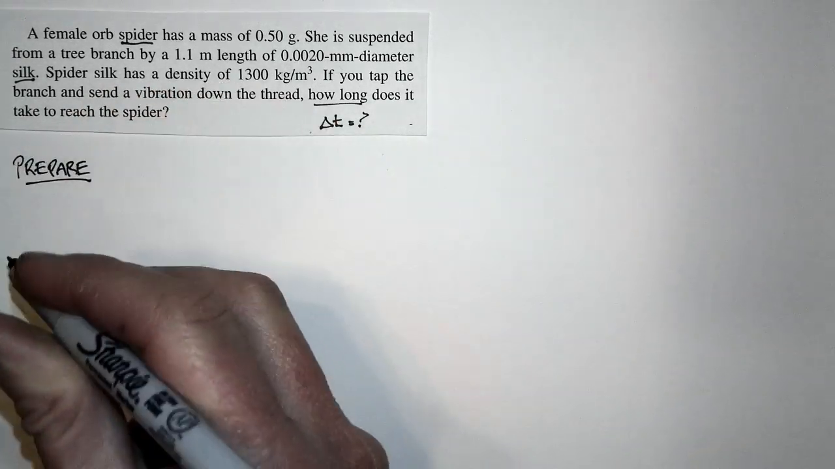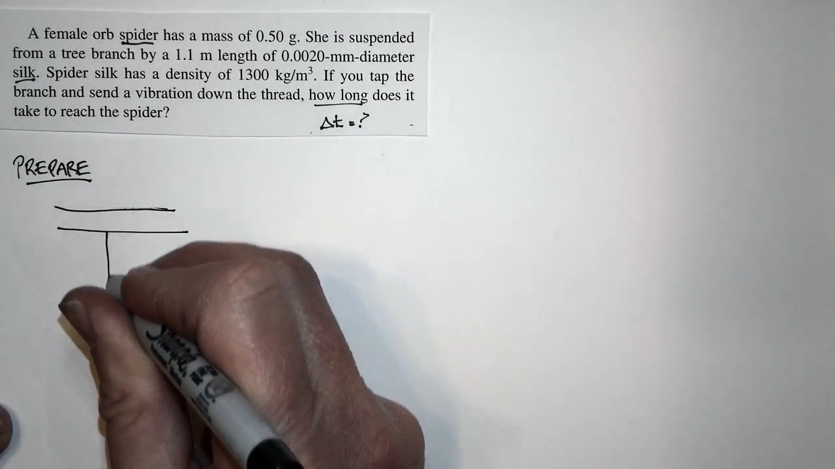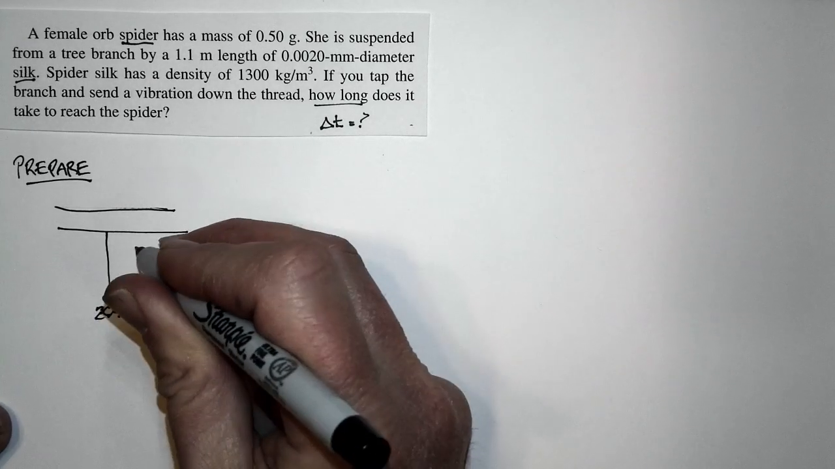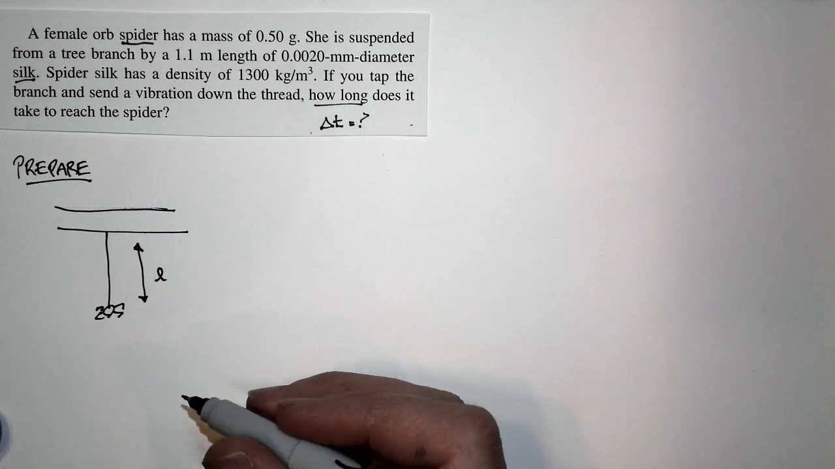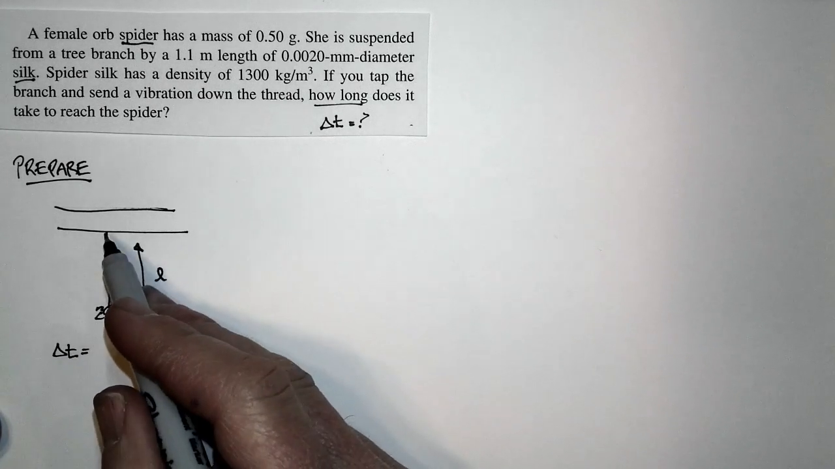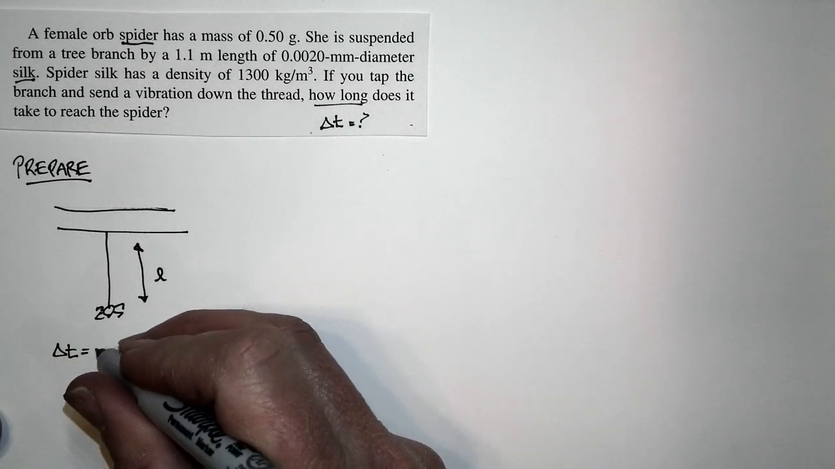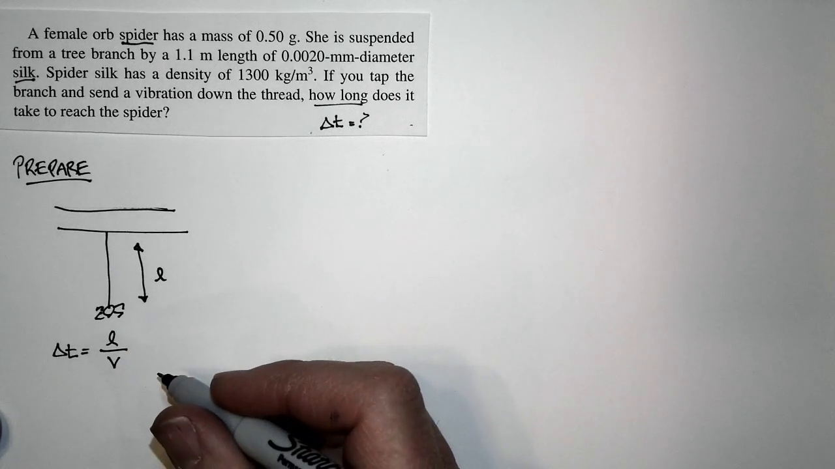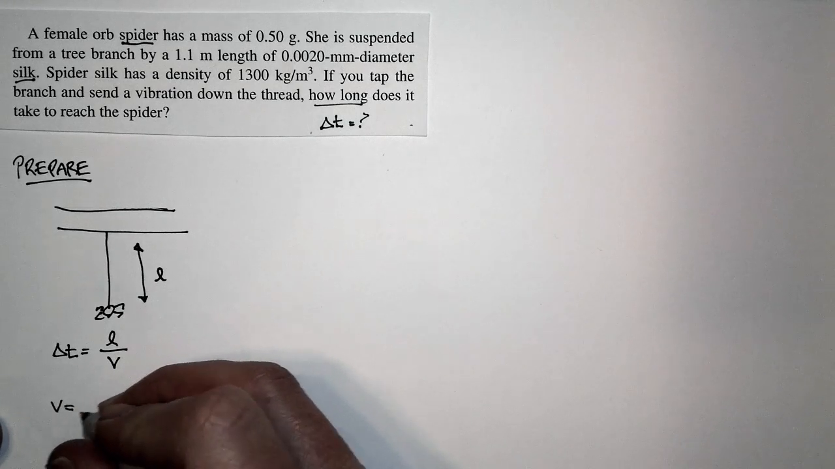First off, let's draw a picture of the situation. We have a branch here, and there's a length of spider silk, and at the end of the spider silk, there's a spider. And let's just say the spider silk has a length L. The time that it's going to take the vibration to travel from here down to here is basically a kinematics problem. It's just equal to the length divided by the speed at which the wave travels. And so ultimately, this question hinges on a calculation of the speed.